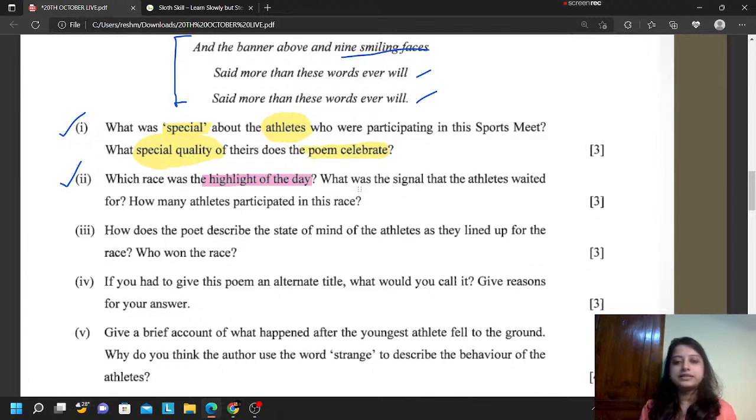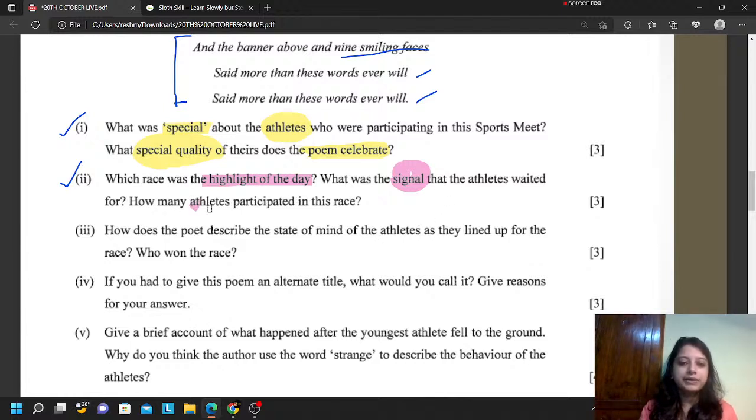Correct, 100-meter race. What was the signal that the athletes waited for? This one is very easy. What is the signal that the athletes waited for? Sound of the gunshots to be fired. Perfect. They were waiting for the sound of the gunshot.